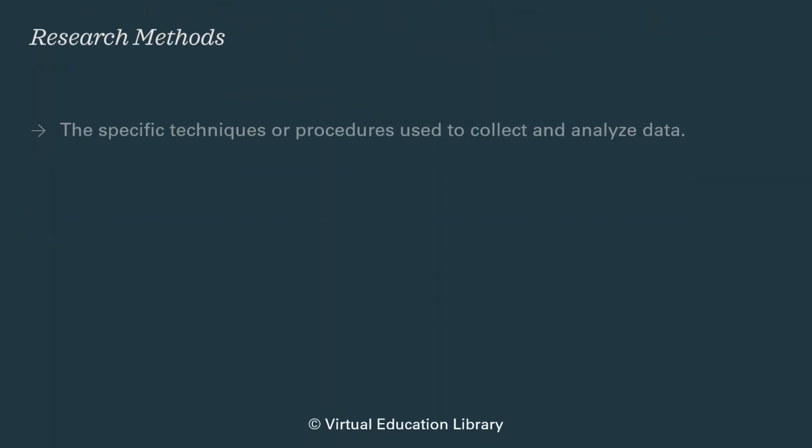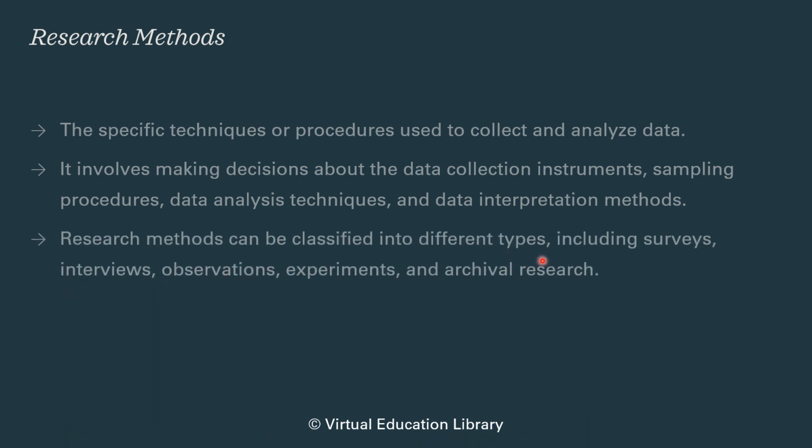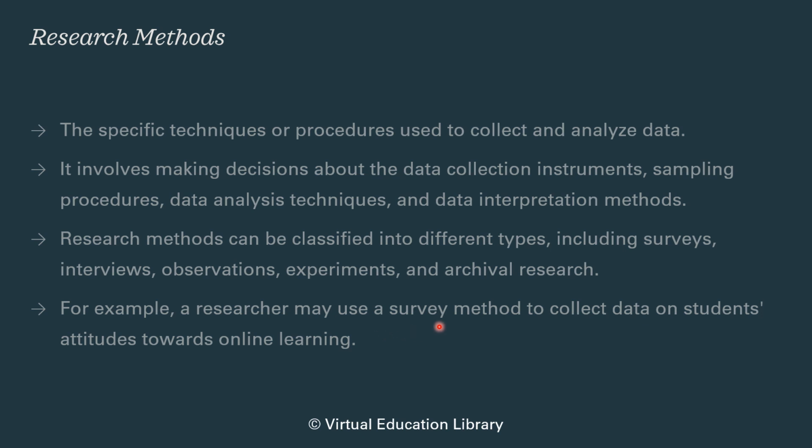Research methods. The specific techniques or procedures used to collect and analyze data. The techniques or the procedures you are going to use should be written in the research method section. It involves making decisions about the data collection instruments, sampling procedure, data analysis techniques, and data interpretation method. Research methods can be classified into different types, including surveys, interviews, observation, experiments, and archival research. So next time you should not use the terms survey design, interview design, or observation design, because these are methods, not designs. For example, a researcher may use a survey method to collect data on students' attitudes towards online learning. So if you are doing such research, then it is a method, not a design, not an approach, not a methodology.